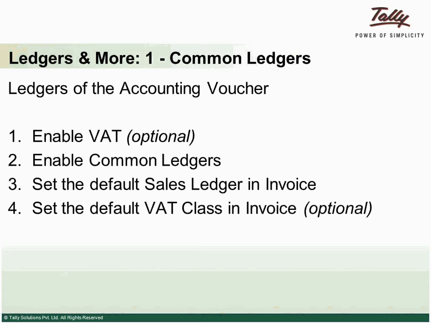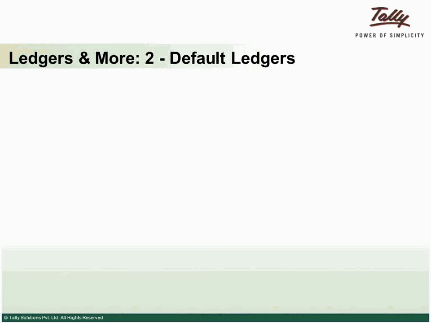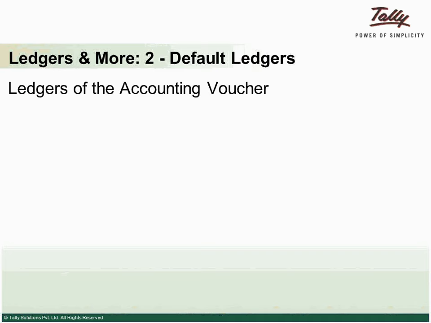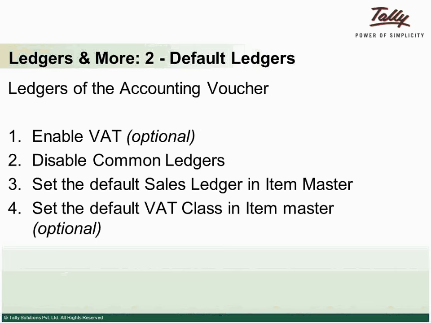For this we will enable VAT as optional, enable common ledgers, set the default sales ledger in the invoice, and set the default VAT class in the invoice, and create the invoice. So I open and switch to voucher mode, and I will show how it looks, as well as default ledgers. So default ledgers are in the accounting voucher.